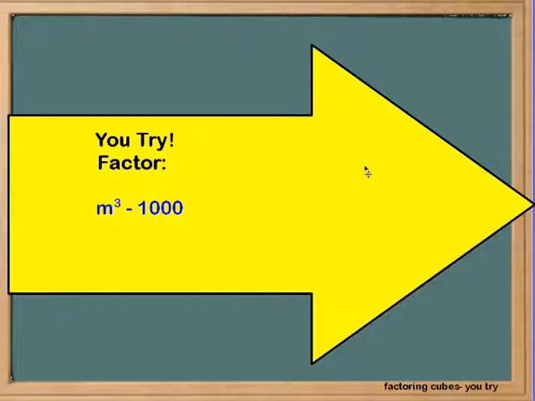All right, so you've done your job and you've hopefully done it well. Let's see if you got the answer of m minus 10 times the quantity m squared plus 10m plus 100. How'd you do? It's not too bad, is it? It's just a matter of doing some of these problems and memorizing the steps.